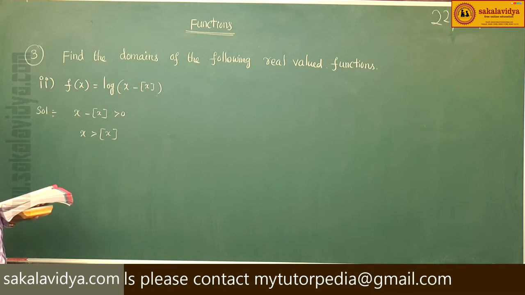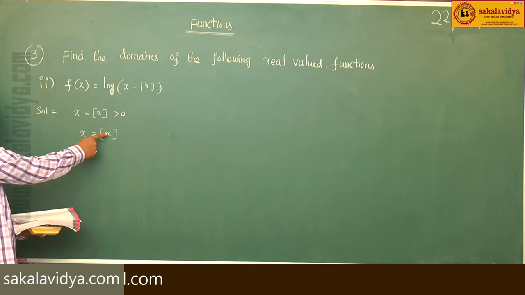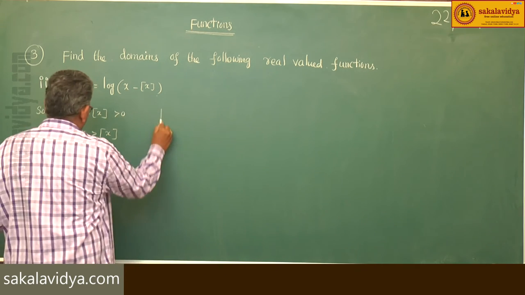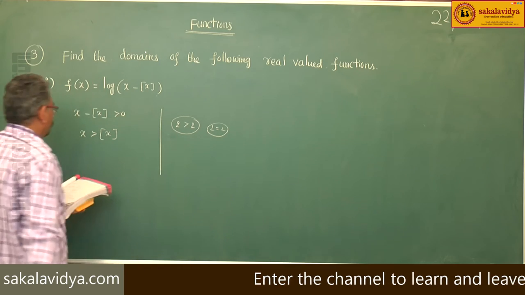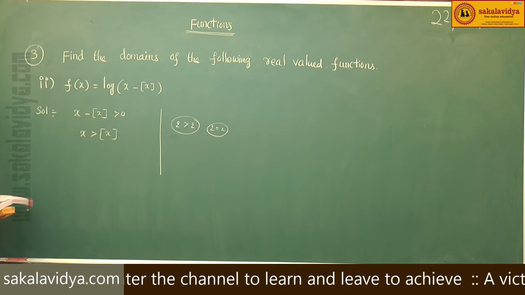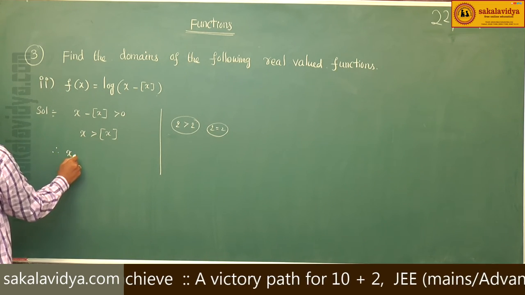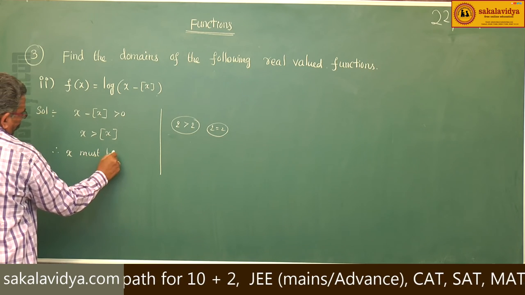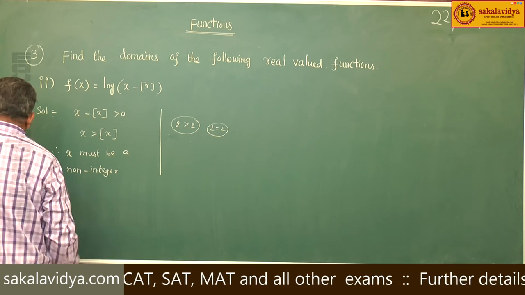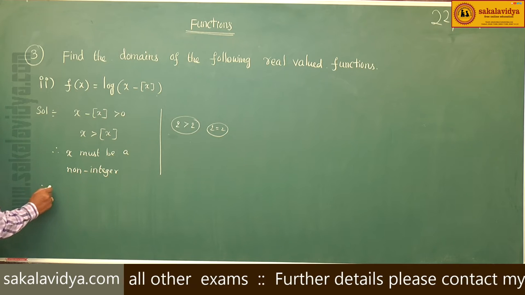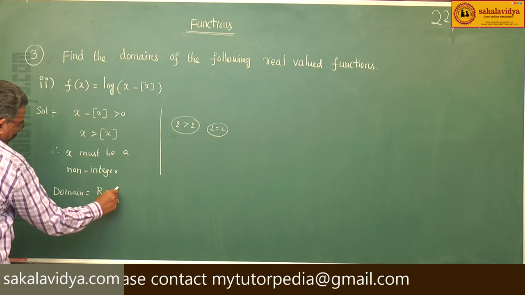So x greater than step x means if you take x as an integer, for example 2, 2 greater than 2 cannot be, generally 2 is equal to 2. So if you take a negative value, even then you will be getting like this. That's why therefore x must be a non-integer. Therefore domain is R minus Z.